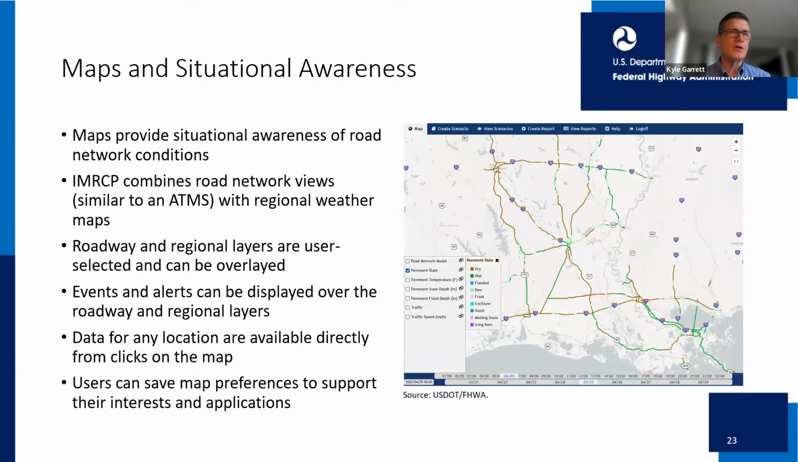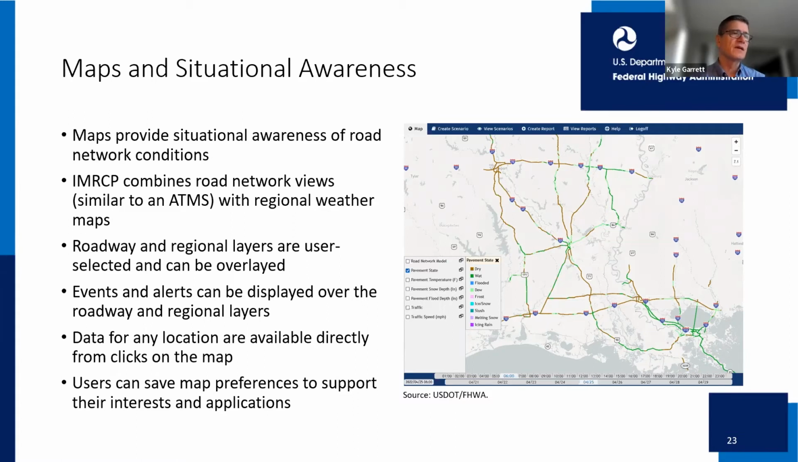So here's a view of an IMRCP map. If we had time and I didn't get so involved in detail with it, perhaps we could have done an online demo, but we're just going to walk through a couple of things here. The maps really are for providing situational awareness of road network conditions. Now, when I say that, that's not just current conditions. It can be extended into the past and future as well, and we'll talk about that a little bit more. It combines those road network views that perhaps all of you are used to seeing in a 511 system or on an ATMS, but it overlays all of that with regional weather maps. And then we also provide layers for the roads and for events. All of that is user selected.